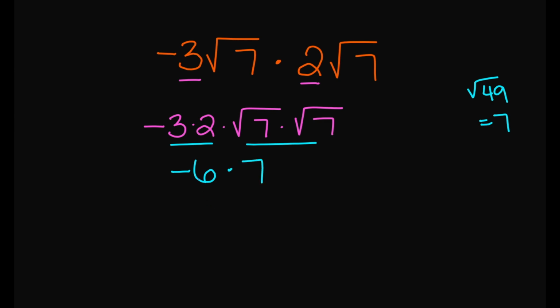And then we have negative 6 times 7. This is going to equal negative 42. So your final answer here is negative 42.